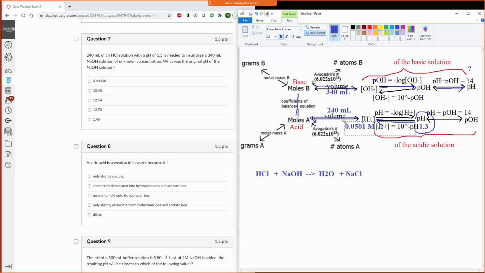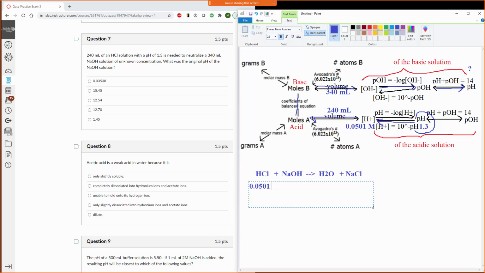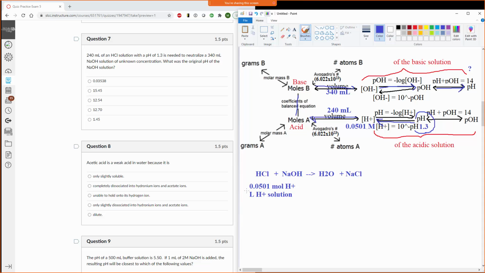Okay, moles per liter. All right, these are equations, but here I've got to do dimensional analysis. So I'm going to put this down here. This is moles of my H plus per liter of my H plus solution. Okay, and now the next step, I've got to use my volume to get to moles of my acid, right? And this is in liters and this is in milliliters.